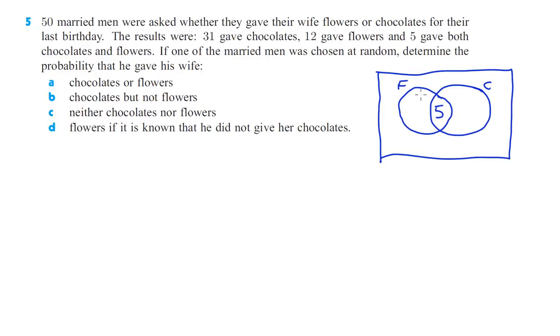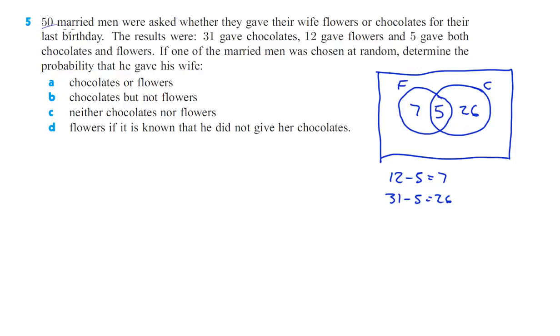So if there's 12 total that gave flowers, we do 12 minus 5 means that there's 7 that gave just flowers, right? Because 7 of those 12 that gave flowers only gave flowers. 5 of them also gave chocolates. Okay, 31 gave chocolates. So if we do 31 minus 5, that means that there's 26 total that gave just chocolates.